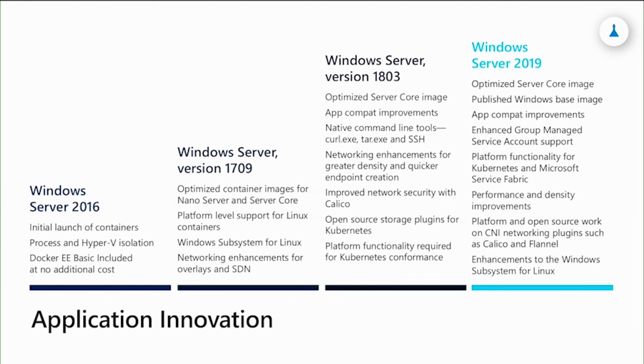1803, 6 months later, again, a ton of new networking innovation, a bunch of additional container enhancements, better app compat, more optimizations. Server 2019, 6 months after that, our long-term servicing release, again, more optimizations, even more container work, all of the foundations necessary for Kubernetes. This is the version that Kubernetes 1.14 picks up. So I really, really encourage you to start looking at Server 2019 as soon as you possibly can.